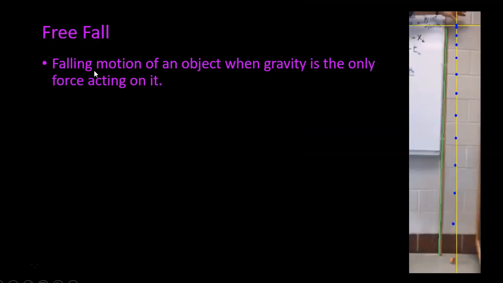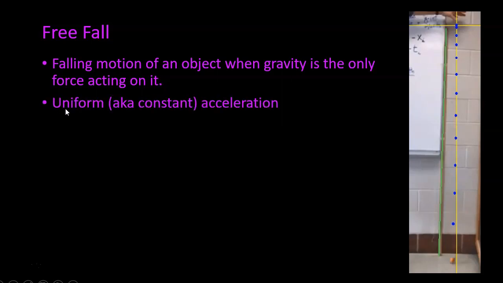Let's take a look at a vertical motion we call free fall. I'm going to be dropping a golf ball from about 2 meters. Let's watch it in slow motion. So free fall is the falling motion of an object when gravity is the only force acting on it. It's a type of uniform acceleration.